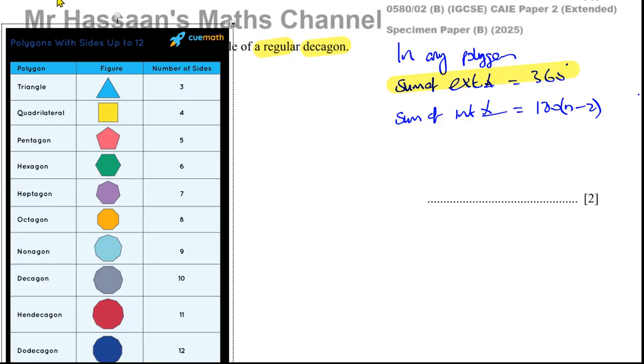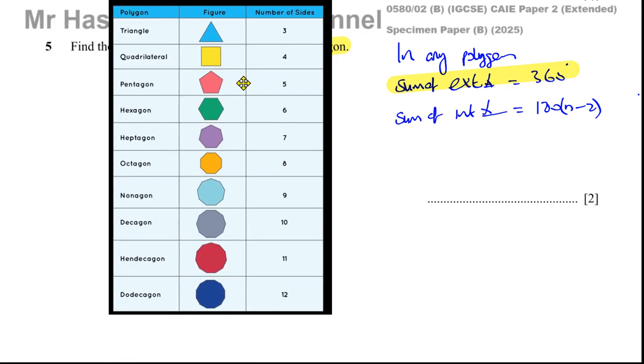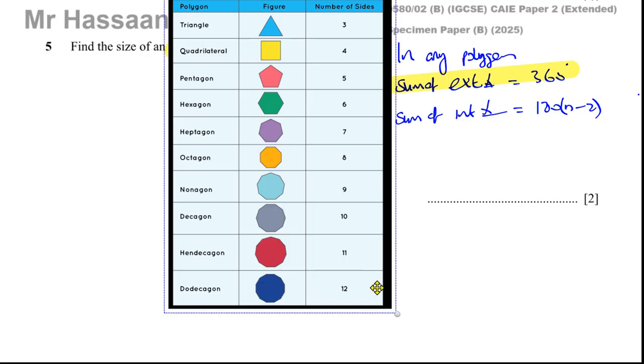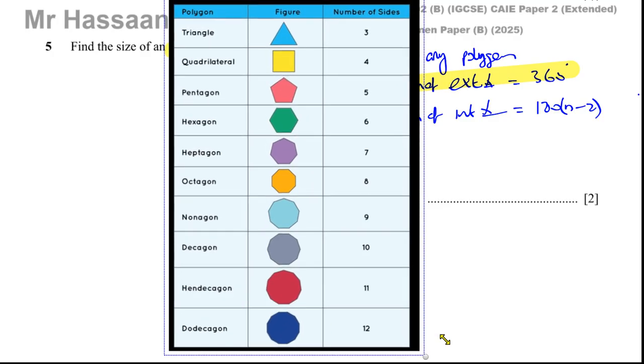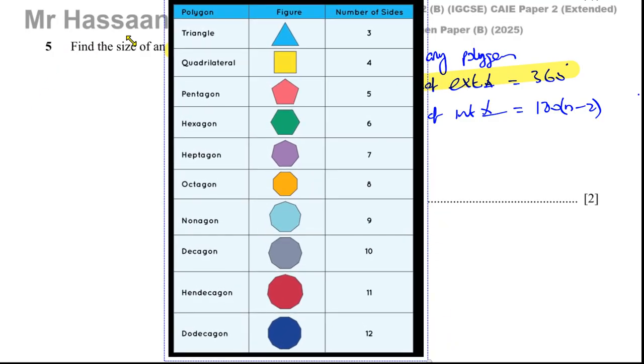So here I have a little table which I copied from somewhere, and here we're given some of the polygons and their names and their number of sides. So we see triangle, 3 sides, quadrilateral, 4 sides, pentagon, 5 sides, hexagon, 6 sides, heptagon, 7 sides, octagon, 8 sides, nonagon, 9 sides, and decagon, 10 sides. So a decagon has 10 sides. Then you have hendecagon, which is 11 sides, and dodecagon, which has 12 sides.